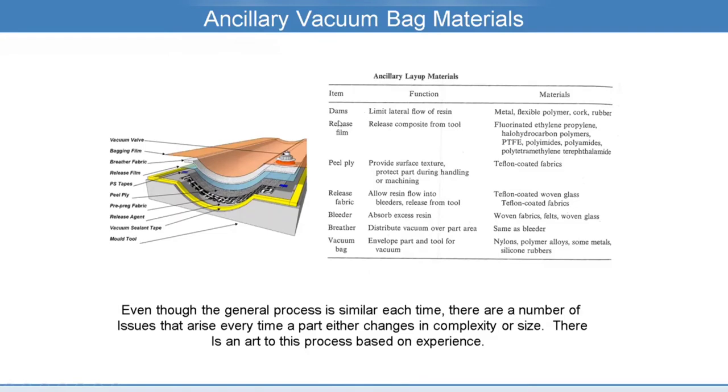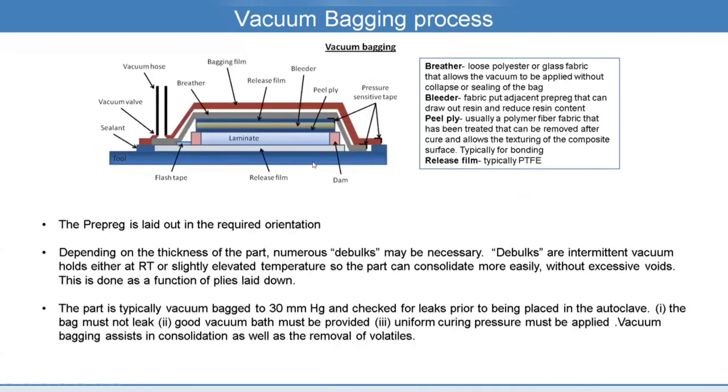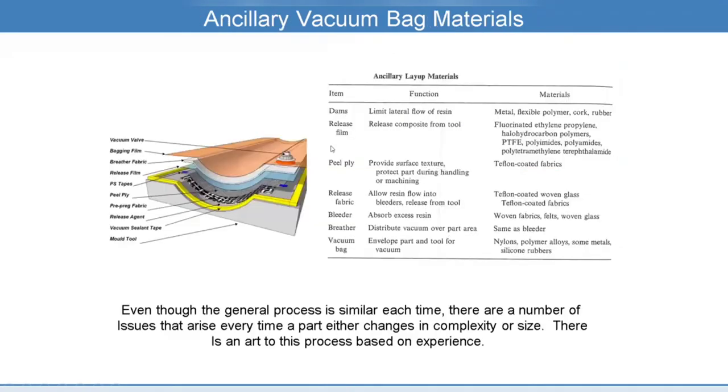So you have dams, and what is the purpose of dams? The dams are going to be useful for limiting lateral flow of resin. Let me show you. Usually this is pointed as dam here in pink. If I have this laminate, the resin could flow out on the edges, on the lateral sides. We can prevent that by using a dam. And a typical dam could be metal, flexible polymer, cork, or rubber.